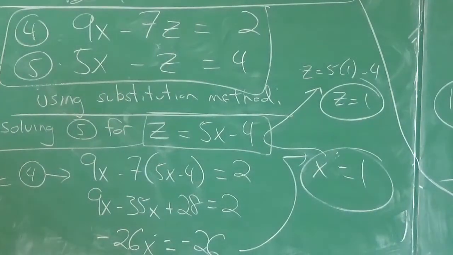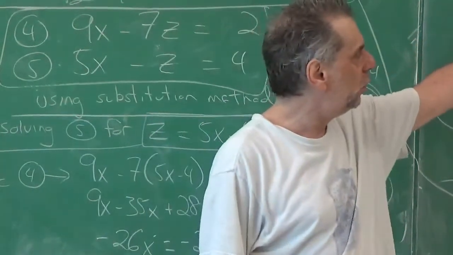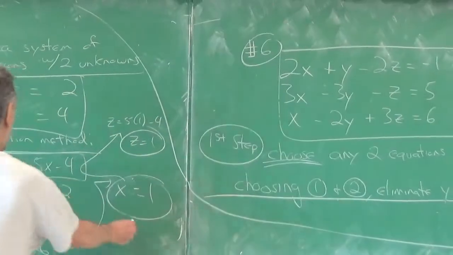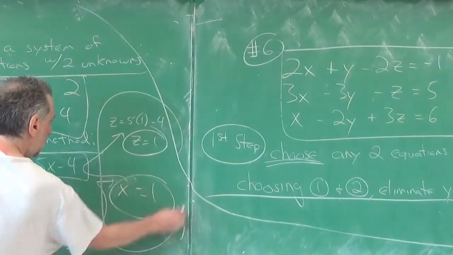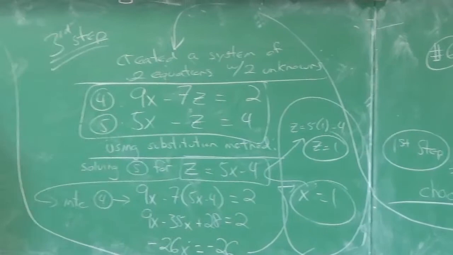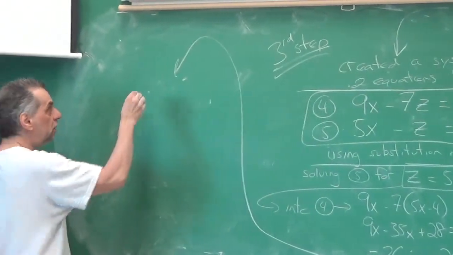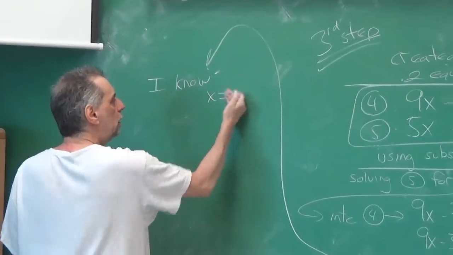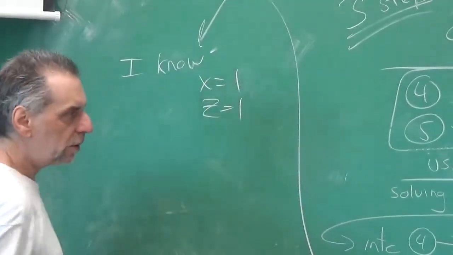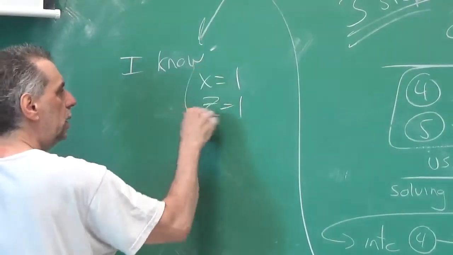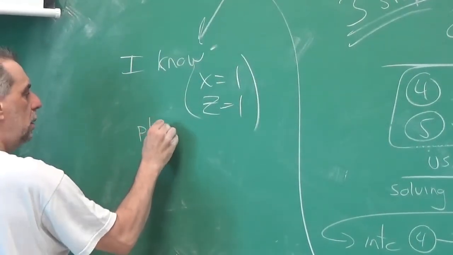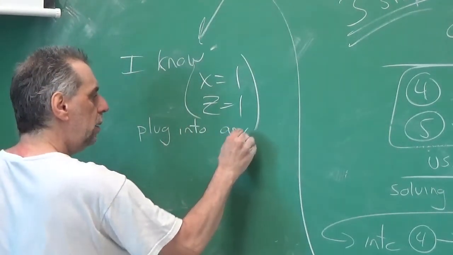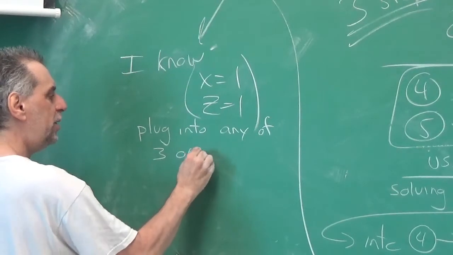Now that I have x and z, I go back to any one of the original three equations and solve for the remaining variable. So let's come over here. Now I know, I told you I'd break that chart. I know x equals 1 and z equals 1, both positive, right? Yeah. Z equals 1. So now plug into either original equation, into any of the three original equations.